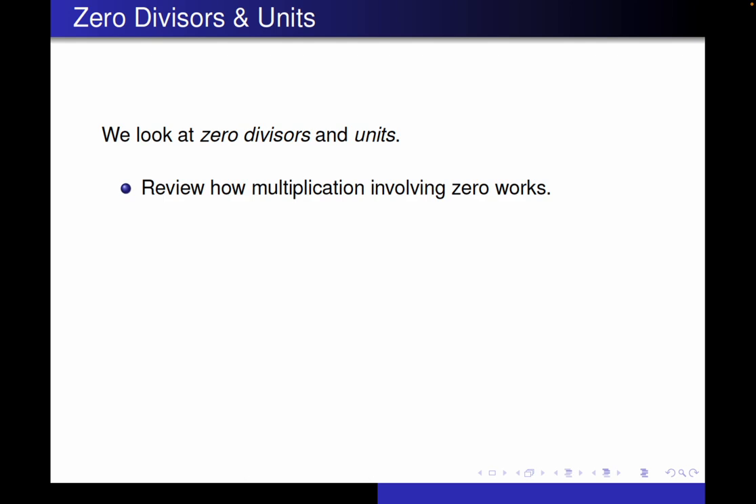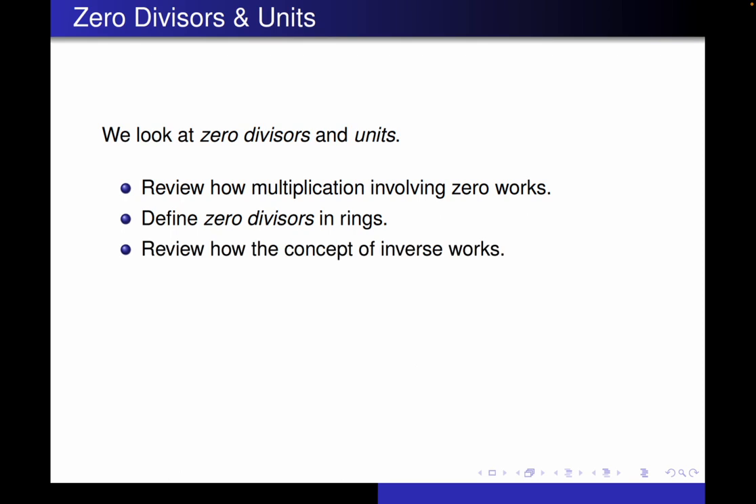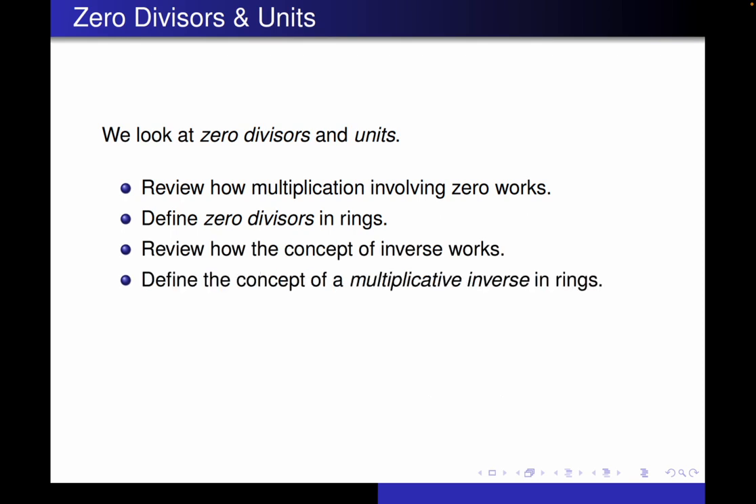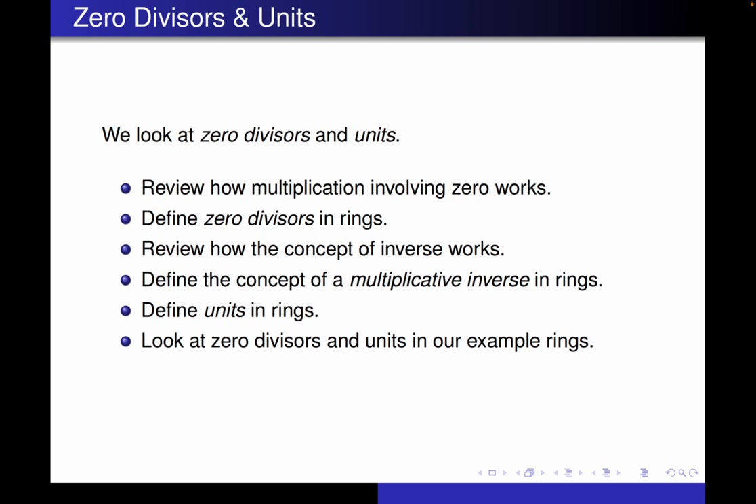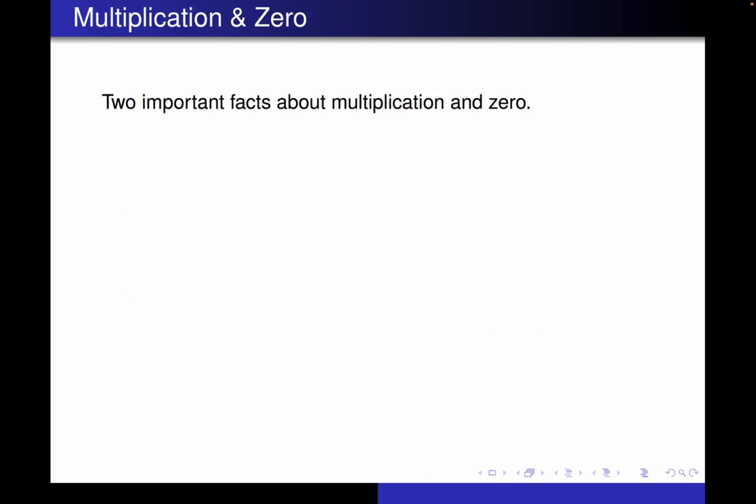So just to remind you about how these things work, we're going to review how multiplication involving zero works. We're going to define what zero divisors are in rings now. We're going to review how the concept of inverse works. Then we're going to define what a multiplicative inverse is in rings. Then we're going to define units in rings. And then finally, we're going to look at zero divisors and units in our example rings. All right, so let's get started.